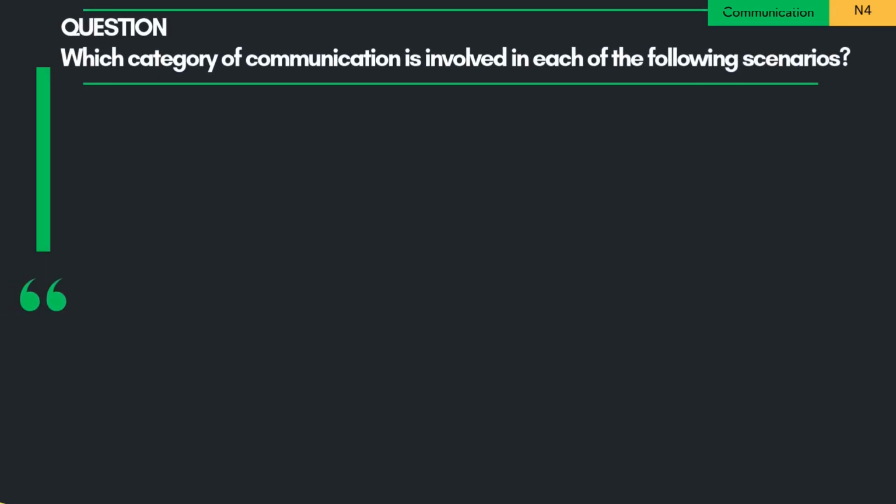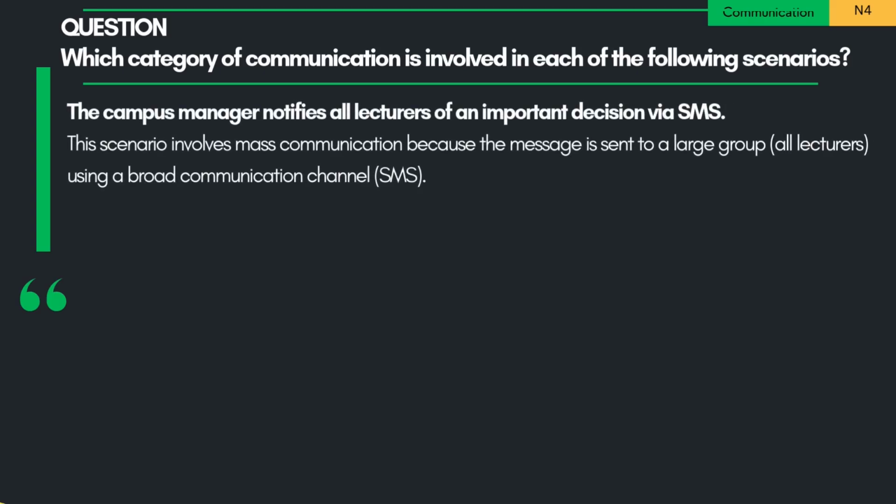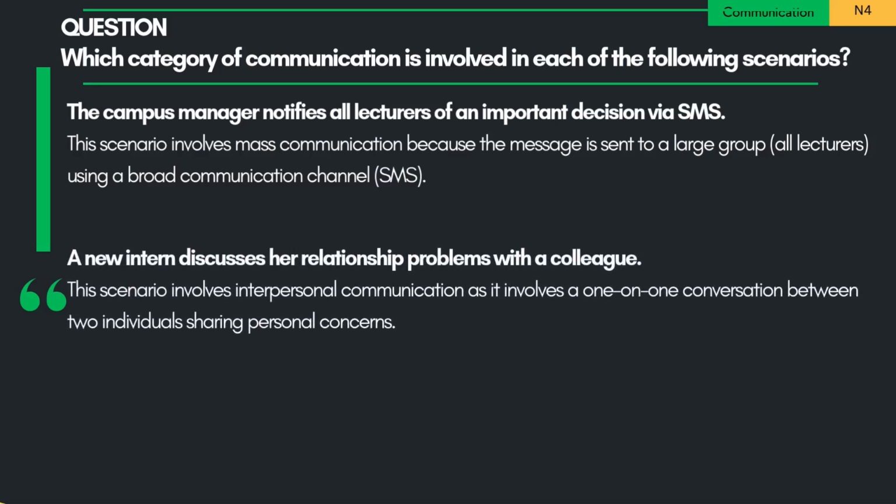Question: which category of communication is involved in each of the following scenarios? 1. The campus manager notifies all lecturers of an important decision via SMS. This scenario involves mass communication because the message is sent to a large group, all lecturers, using a broad communication channel, SMS.